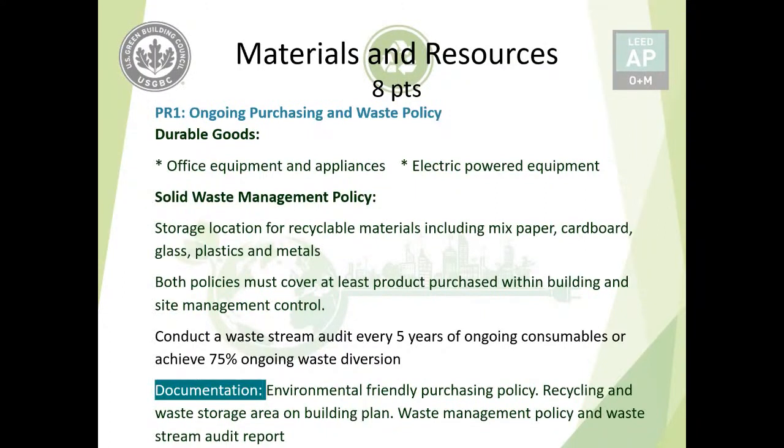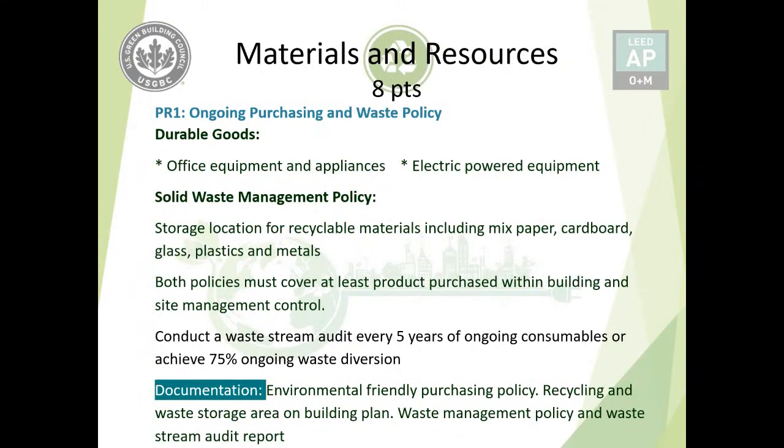Now, what is environmentally friendly purchasing? Usually the products that we purchase provide the information on their website, in their product catalog, or on the cardboard in which it comes as packaging. On the packaging, they mention that the product is made from sustainable materials, or it is reusable or recyclable. So this is what is meant by environmental friendly purchasing policy.